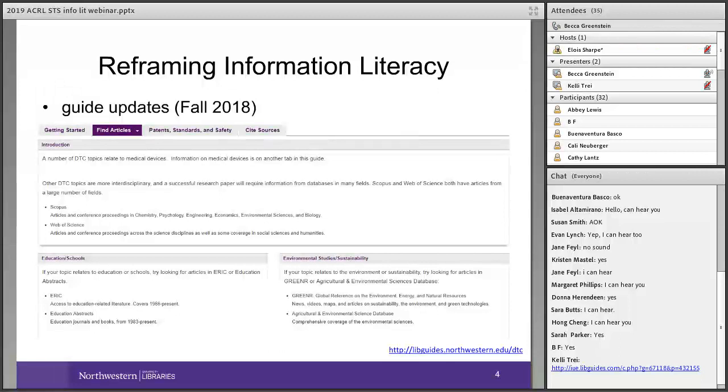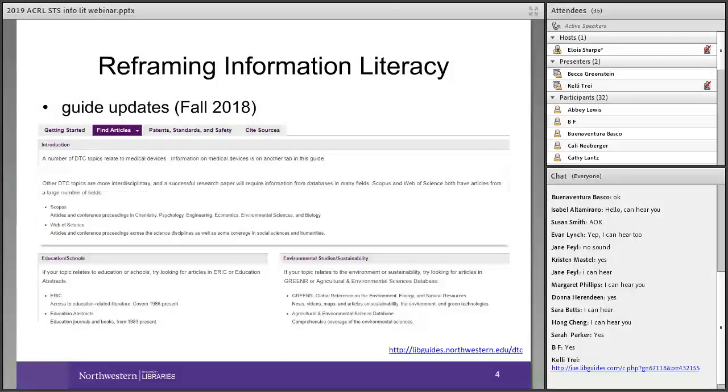So I purposely made fewer tabs. So there's only 4 tabs, as you can see. The Find Articles tab does have a drop-down, but I want to streamline the information as much as possible. And one other tactic I took was to organize the information by topic rather than by type.